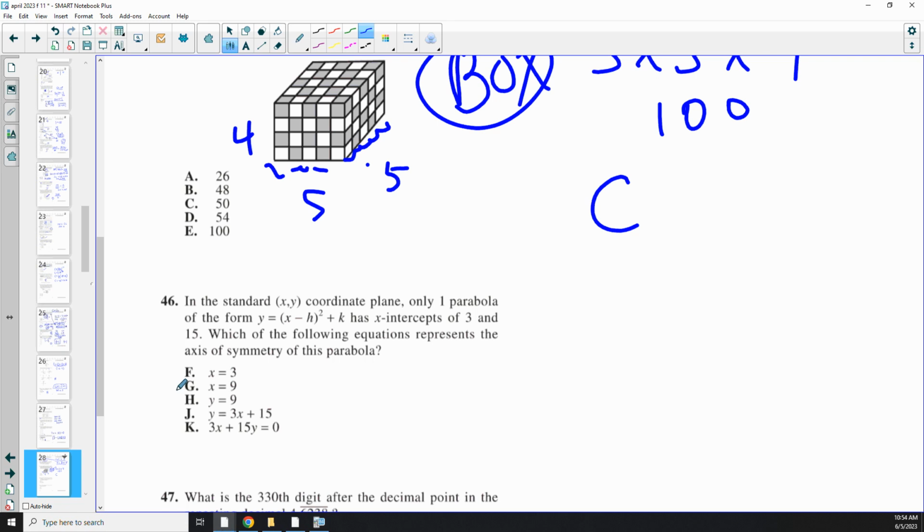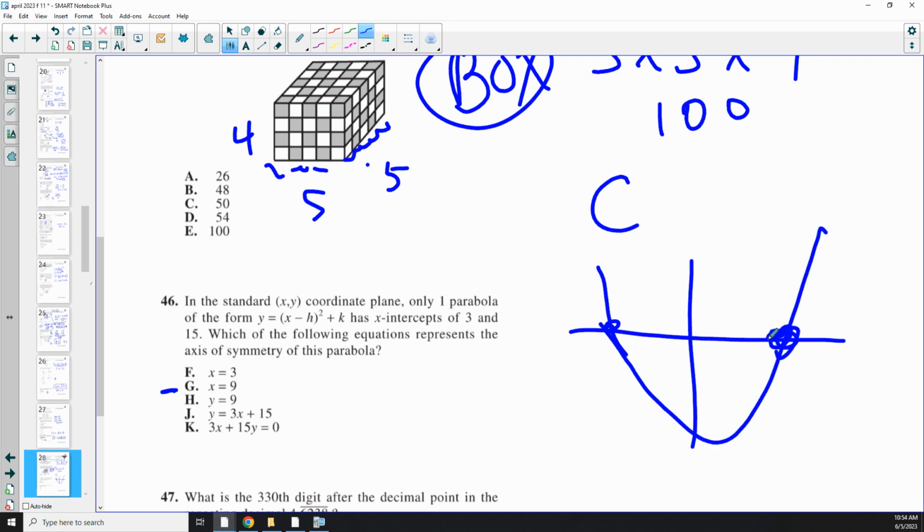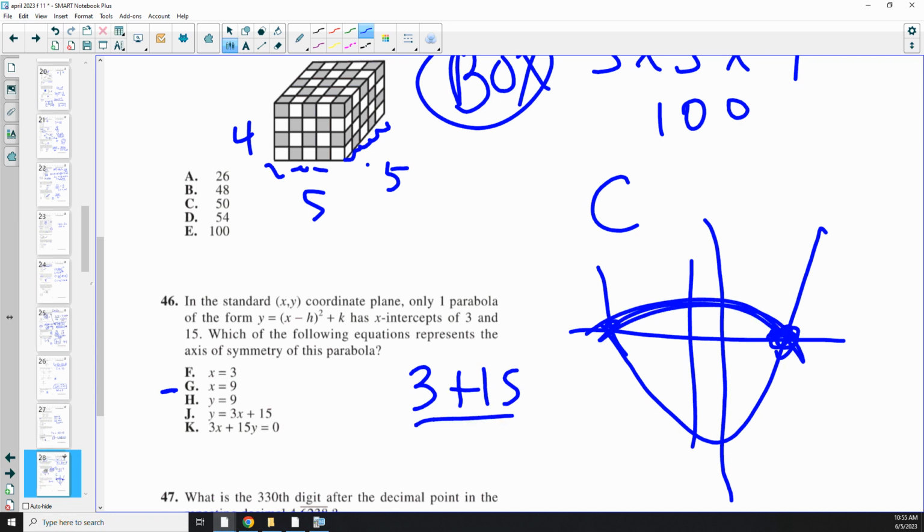46 is tough. The x-intercepts are symmetric. Here's the thinking. If you have an x-intercept here and here in a parabola, the symmetrical place lies right between them. So it has to be the average of the two solutions. Add them up and divide by 2, and you get x is 9. X is 9 would be the line of symmetry for that parabola.